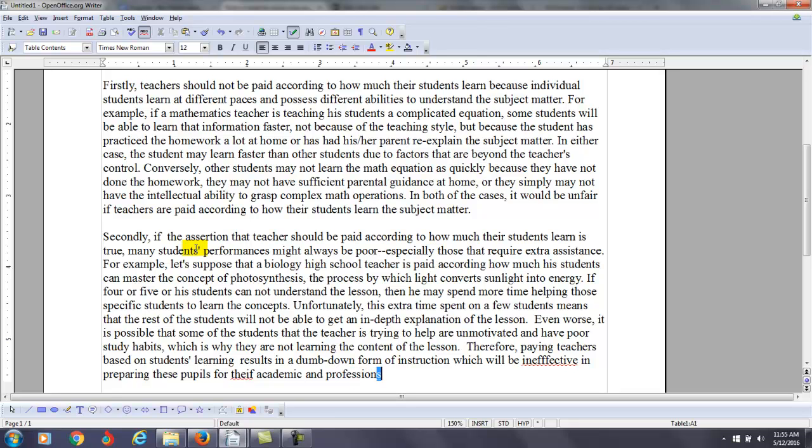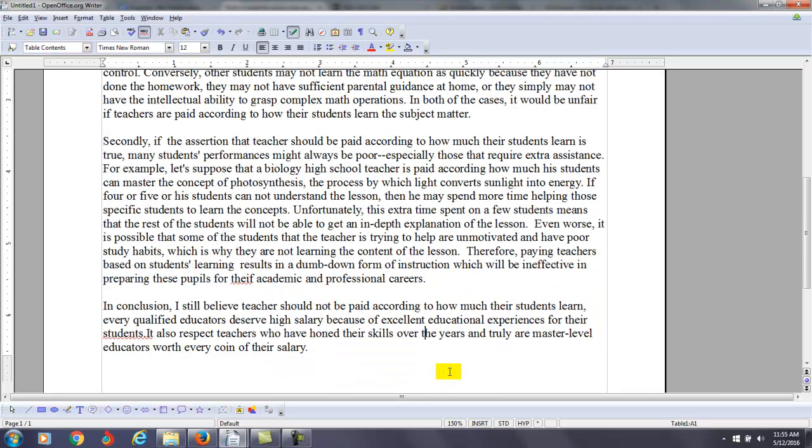Academic and professional careers. So I think we have it. So now we have our final paragraph here. So what do we do here? We've got to tie it all together. That's exactly what we have to do, right?